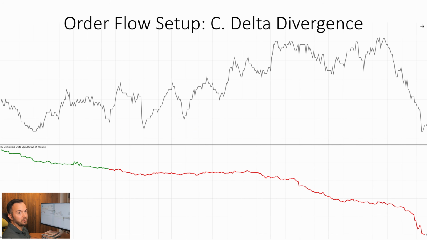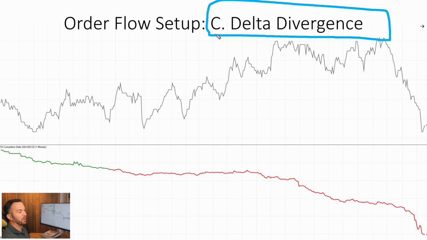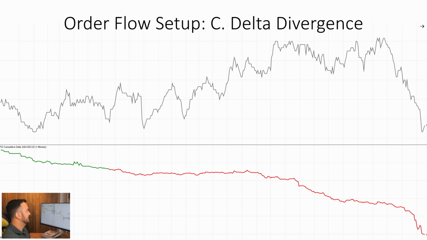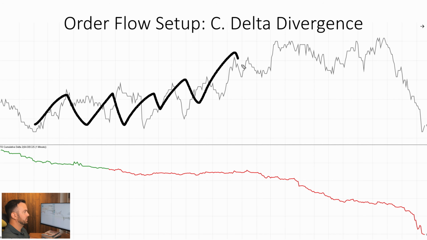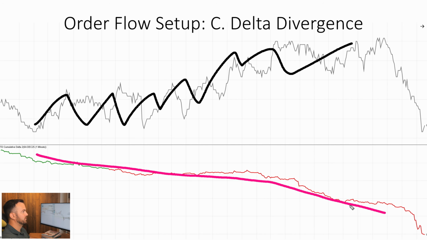Now here is one last concept that I like to share with you, and it's quite a popular one. It's easy to spot, it's effective, and I highly recommend, if you want to start with one or two confirmation setups, then cumulative delta divergence should probably be one of them. It's very, very effective, very simple to use. So what you see before you, two charts, 1 minute price action chart and cumulative delta chart.